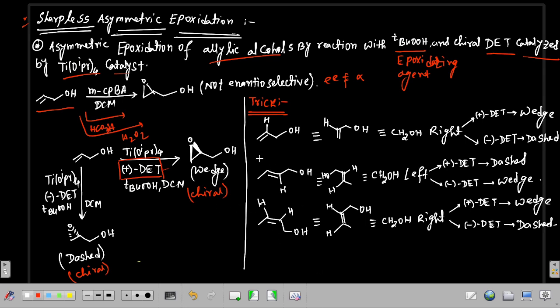Now we will see the trick of these reactions. This is an allylic alcohol. This is a simple allylic alcohol. So you see, now this is H and this is CH2OH. Okay, so we need to make it straight, like perpendicular. When you are making this double bond perpendicular, CH2OH is coming this side and H coming this side. Now you see CH2OH is coming on the right side.